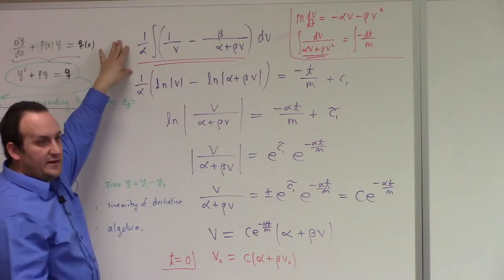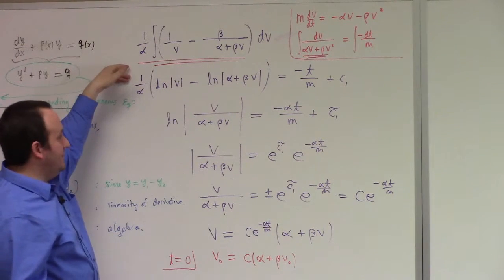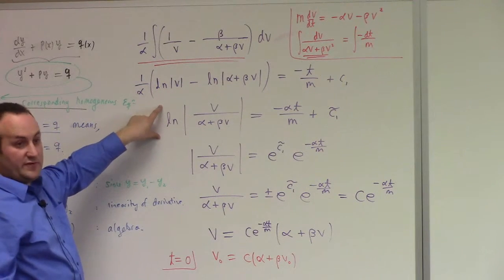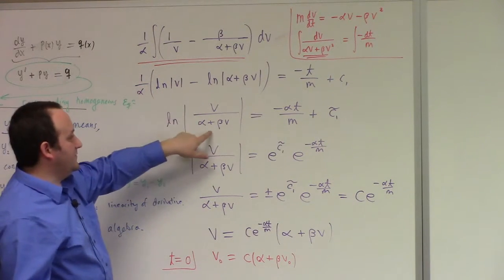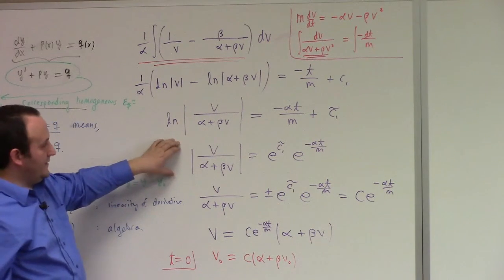Once you have that, then you can integrate like so. And then you can put the alpha on the other side, make it the natural log of the absolute value of the quotient, right? The minus becomes the division by properties of log. Then you exponentiate both sides like so.